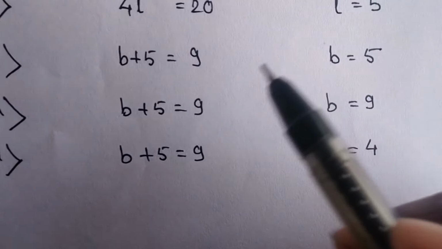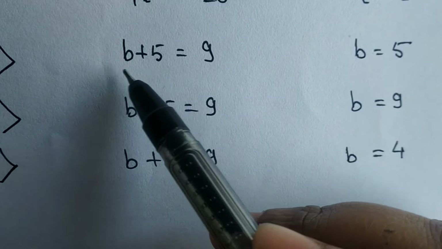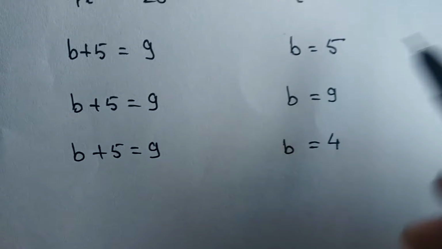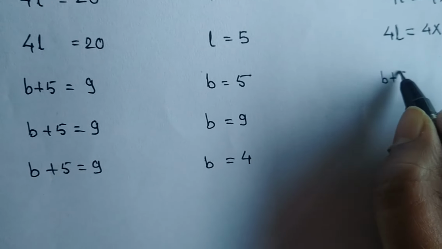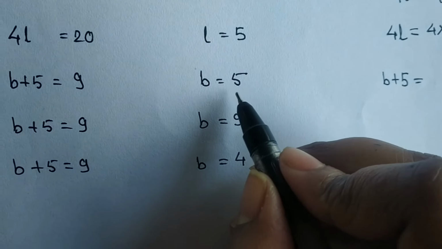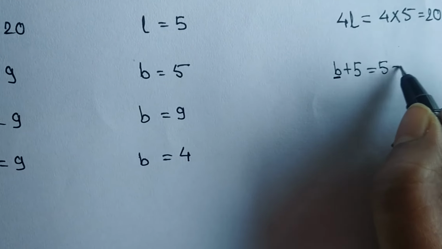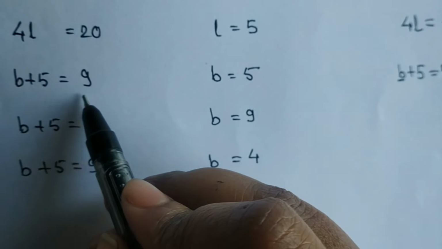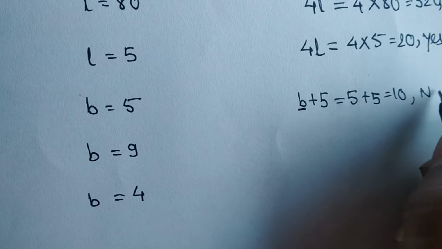Now in this equation we have b plus 5 is equal to 9. Again on the left hand part b plus 5 is there, and the value of b is 5. So we will write b plus 5 over here, and then we will put 5 in place of b. So 5 plus 5 which is 10. And on the right hand side 9 is there. That means it doesn't satisfy the given equation. So we will write no.